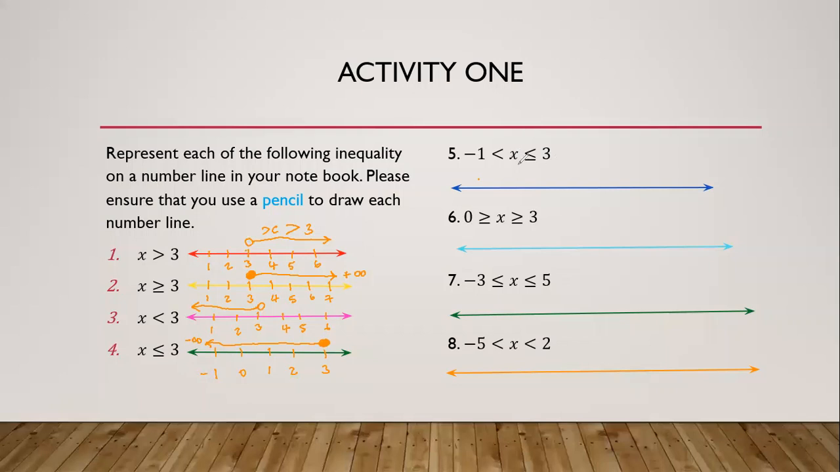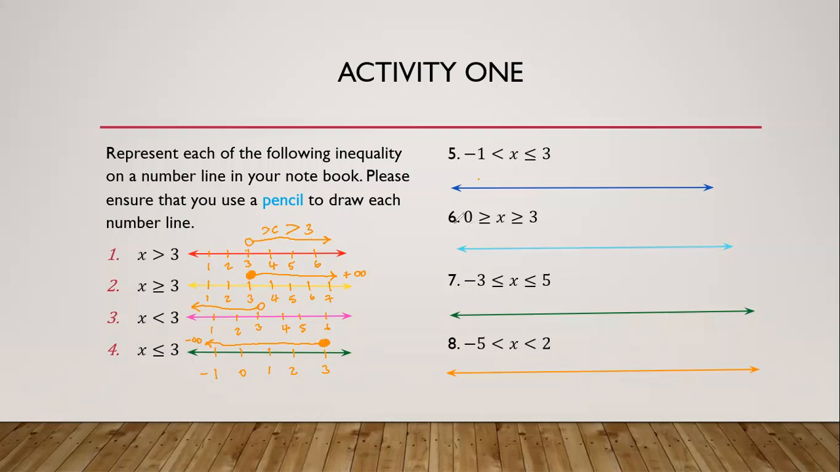Now, for 5 to 8, now it's slightly different. Here, let me just teach you how to read this first. So you'll start in the middle, and then you go to the left, and then you come back to the middle and go to the right. So example number 5 is read, x is greater than -1 and x is less than or equal to 3.